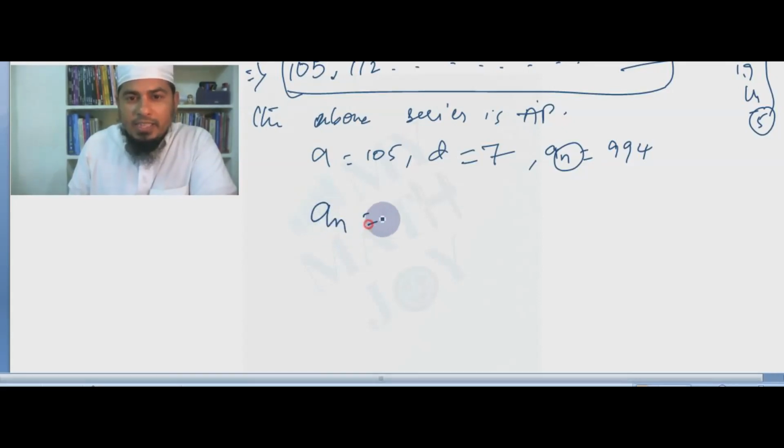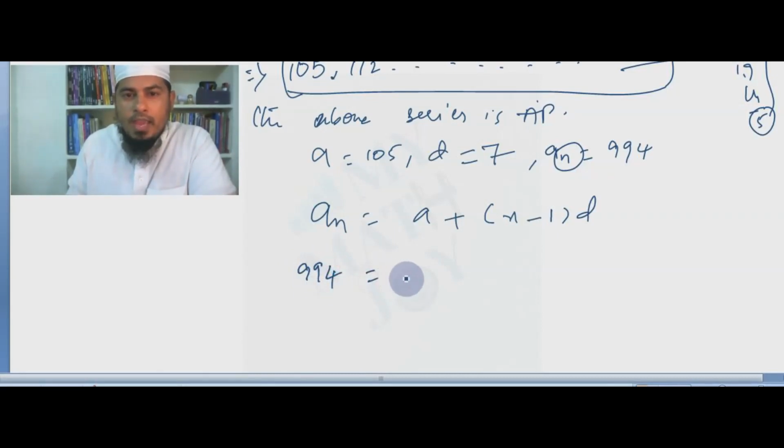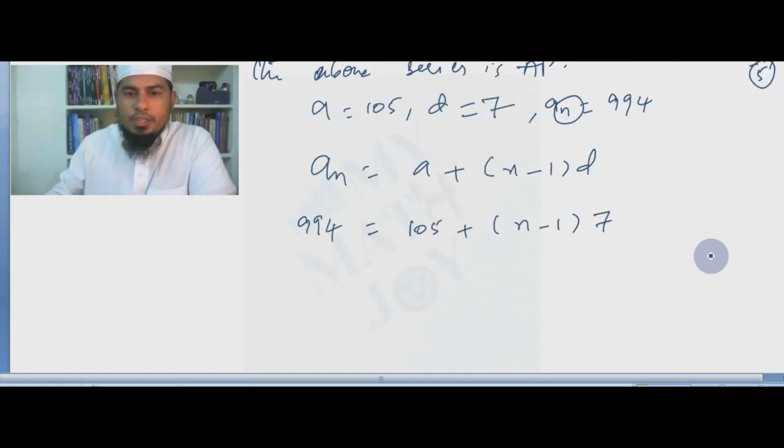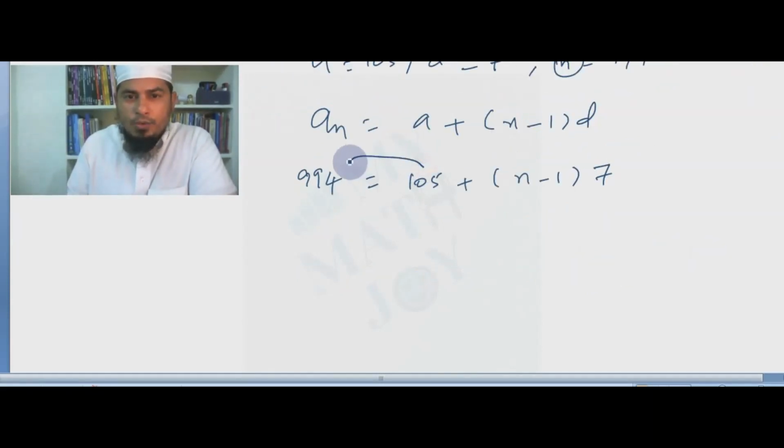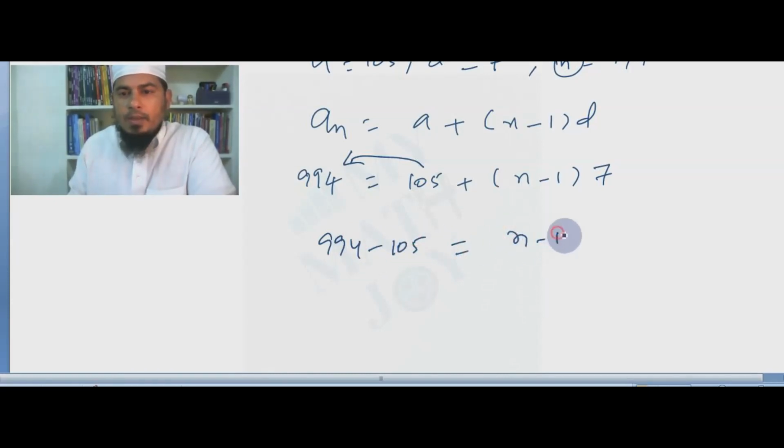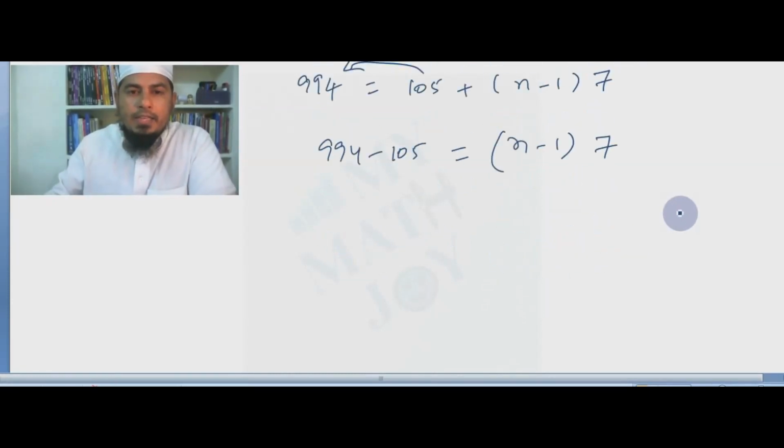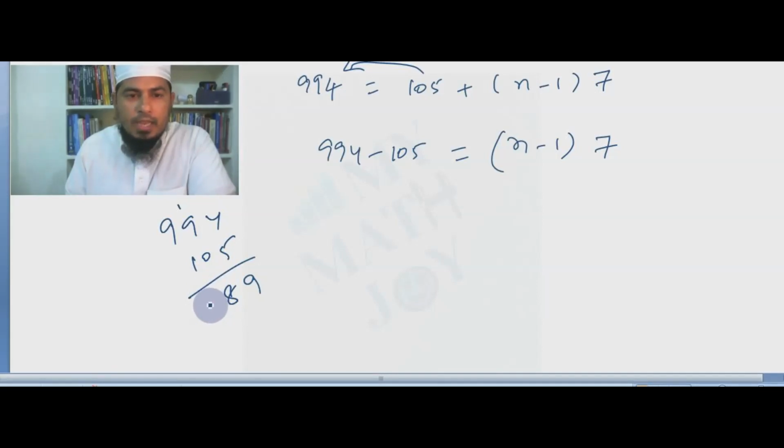So an is equal to a plus n minus 1 into d. an is 994, a is 105, plus n minus 1, d is 7. We need to simplify in a similar fashion. How do we do it? Transpose. 994 minus 105 is equal to n minus 1 times 7. Then subtract 994 and 105, and you get 889.